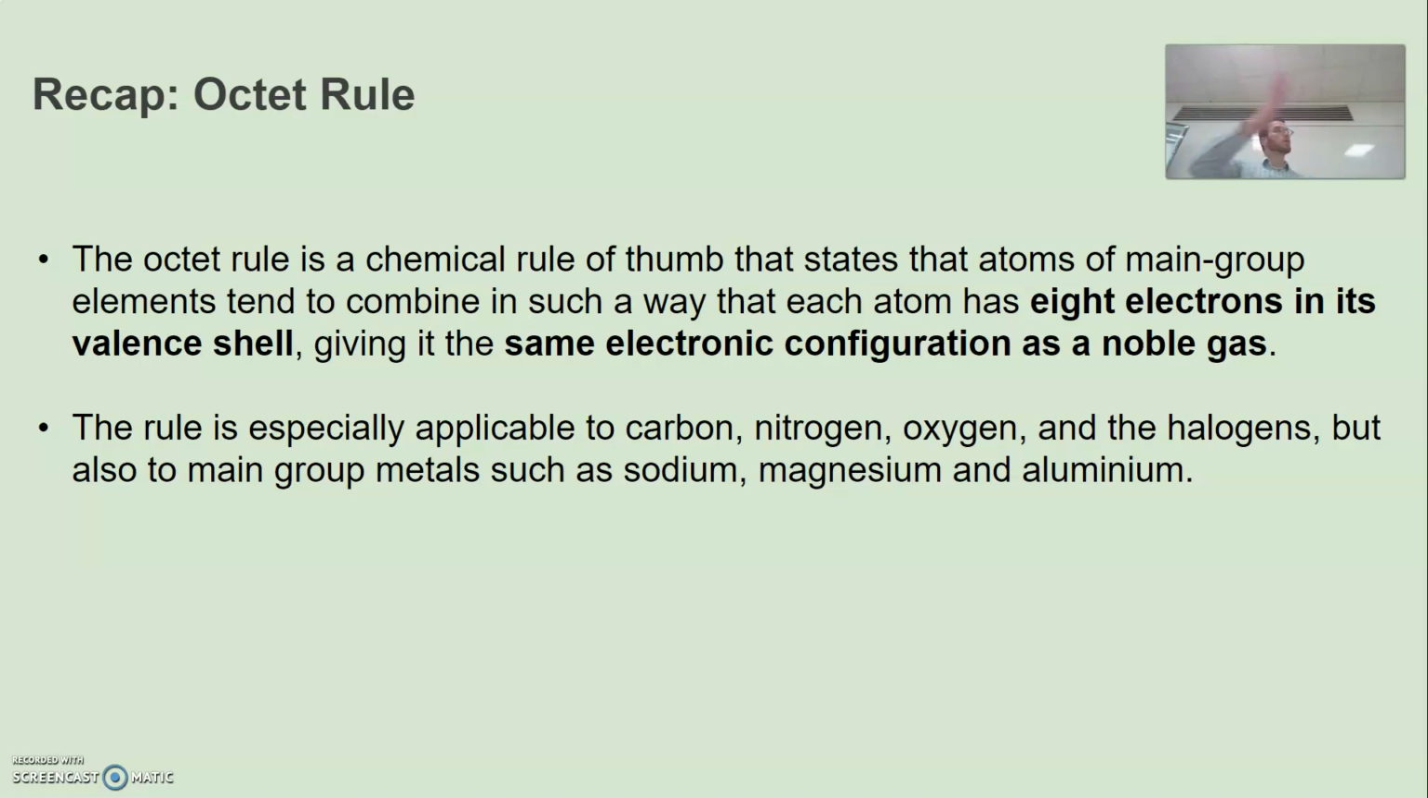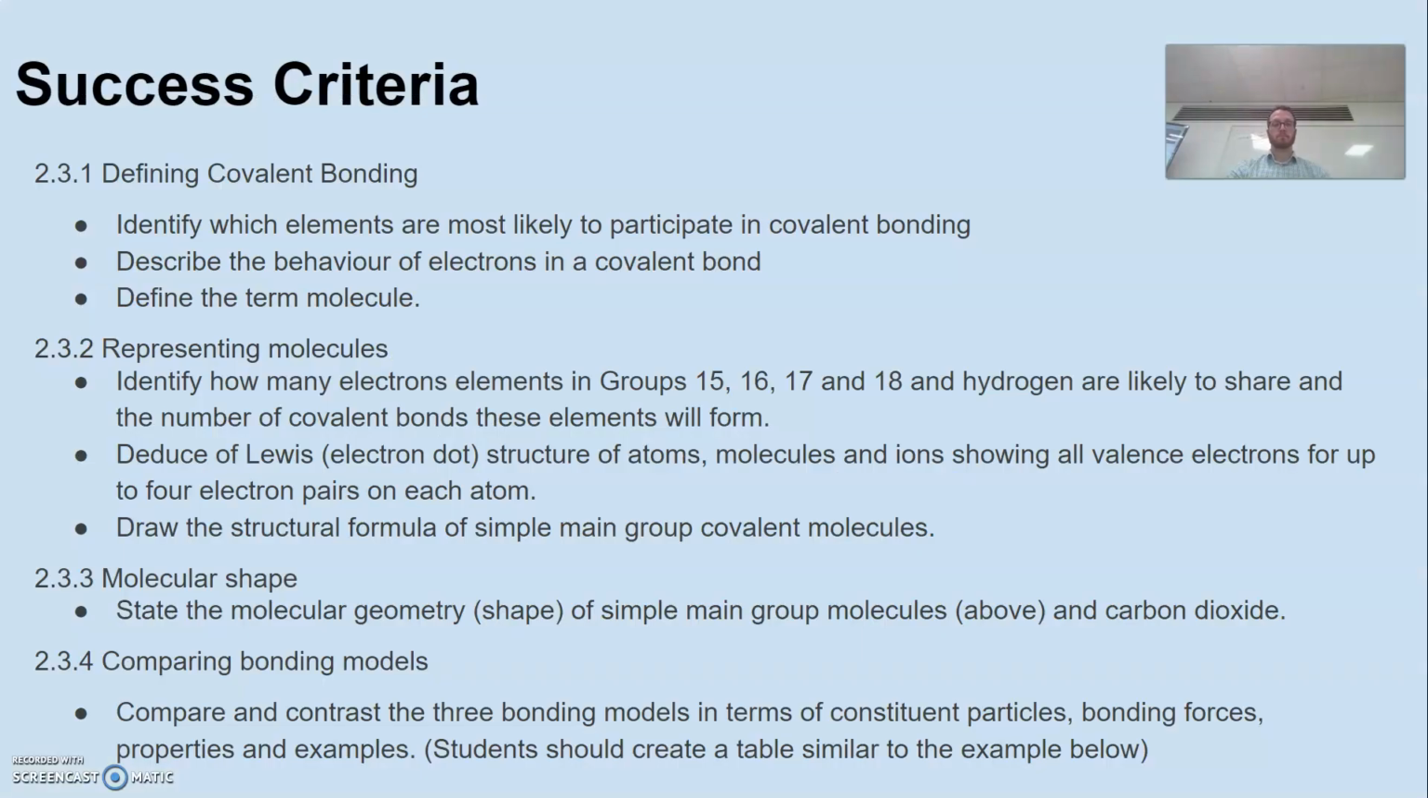So this octet rule goes on for all of our types of bonding, particularly covalent. And it especially applies to these non-metal atoms, carbon, nitrogen, oxygen, and halogens, but also to other elements such as sodium, magnesium, aluminium, groups 1, 2, 13.